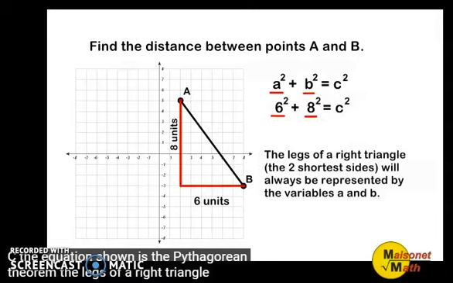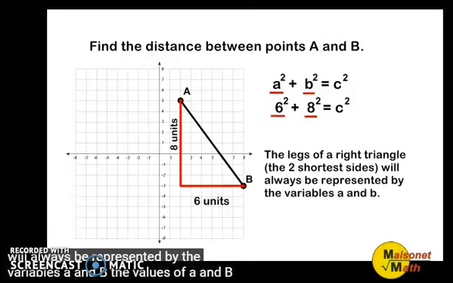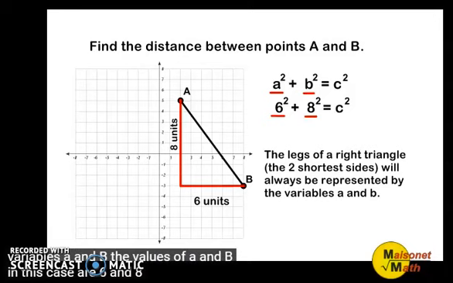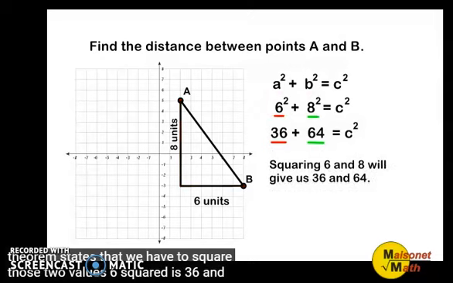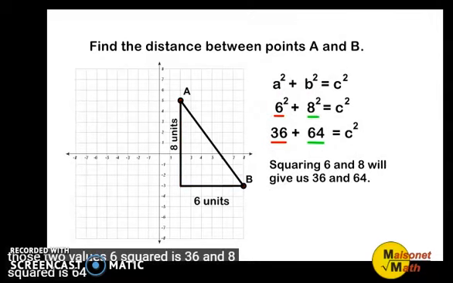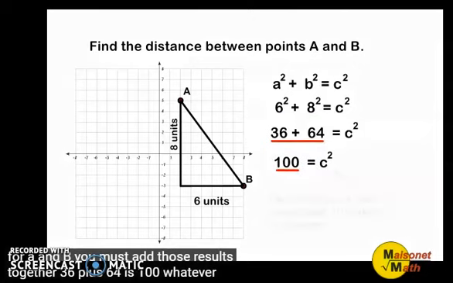The legs of a right triangle will always be represented by the variables A and B. The values of A and B in this case are 6 and 8. The Pythagorean theorem states that we have to square those 2 values. 6 squared is 36, and 8 squared is 64. After squaring the lengths for A and B, you must add those results together. 36 plus 64 is 100.